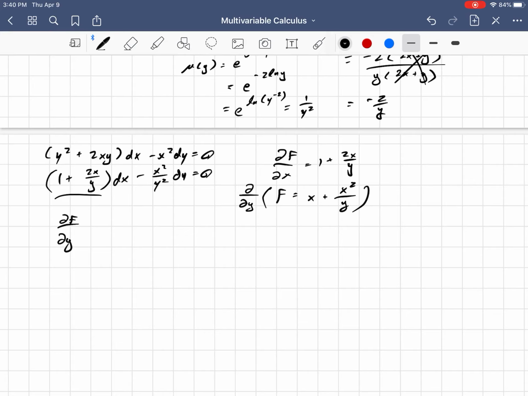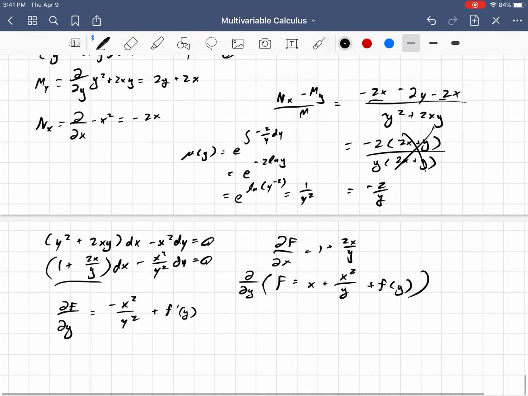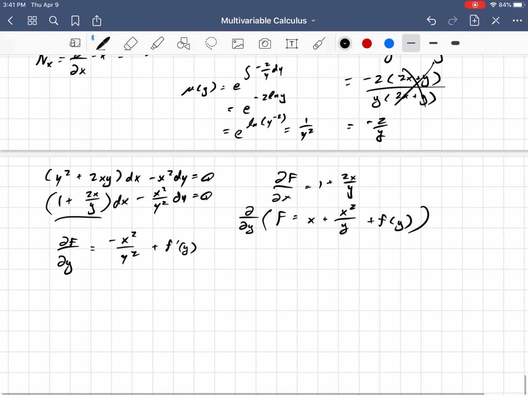Now I can differentiate both sides with respect to y. I almost forgot, f is plus a function of y, because we had to add the constant with respect to x, and the function solely in y is a constant with respect to x. So partial f with respect to y is, well, the x goes away, that's 0, and that's a negative x squared over y squared plus f prime of y.